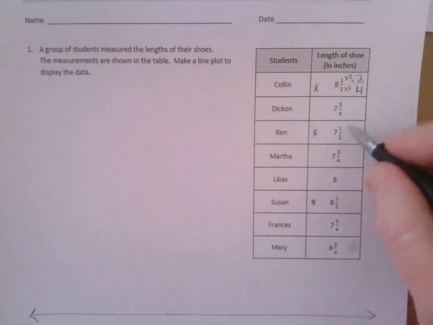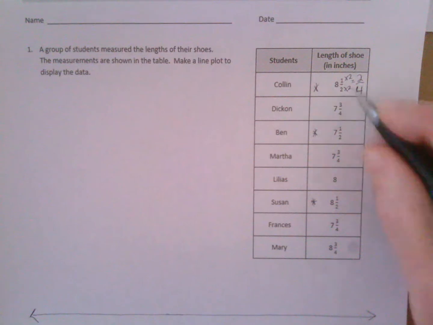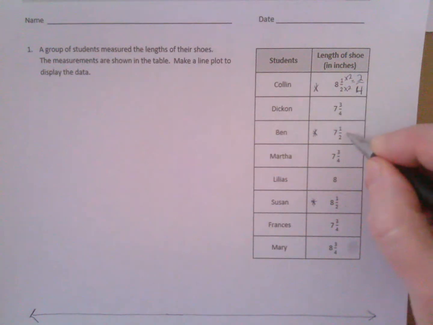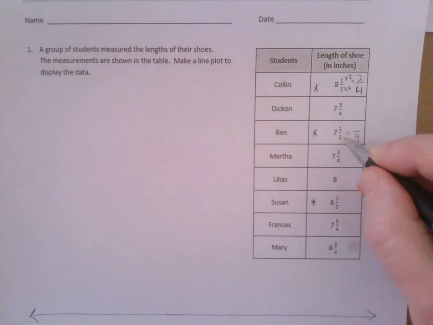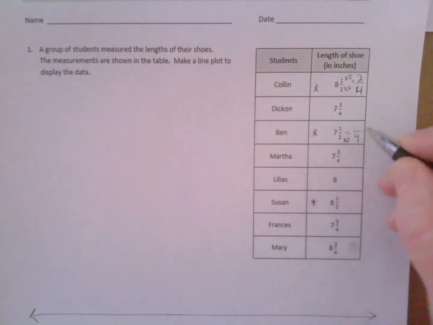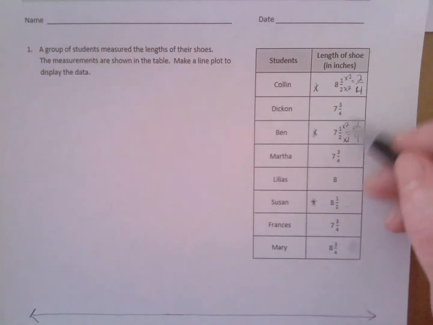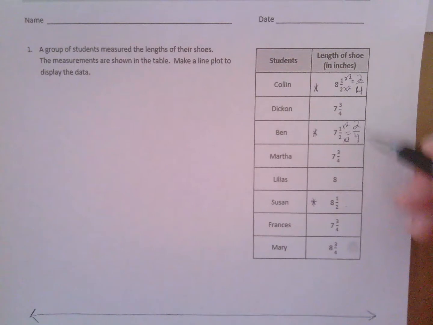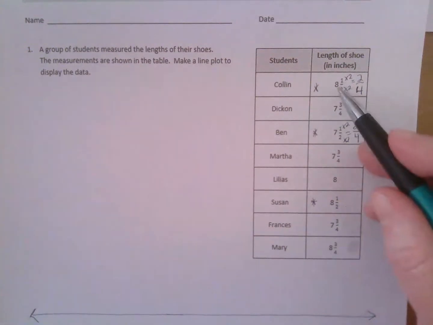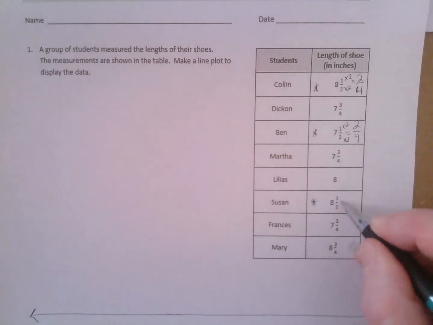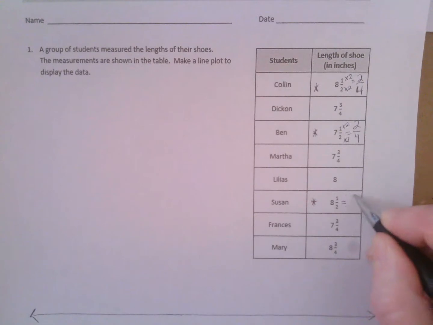I'm going to do the same thing with 7.5. I want quarters for all of these. So since we want this to be changed into a quarter, I need to find out what I did to the 2 to change it to a 4. I multiplied it by 2, do the same thing to the top, and 1 times 2 is 2. So I have 7.5 is the same thing as 7 2/4. And we already did 8.5. 8.5 is the same thing as 8 2/4.